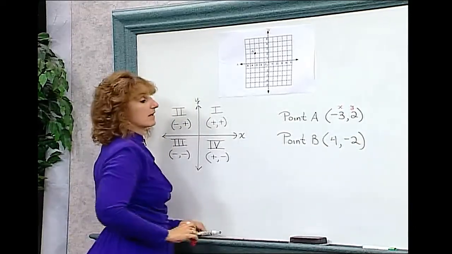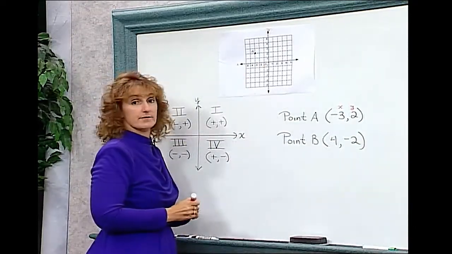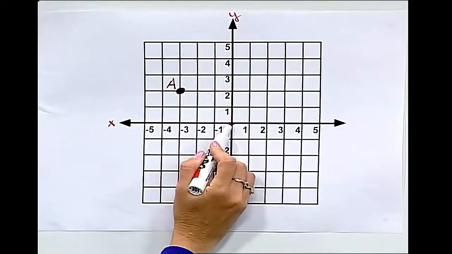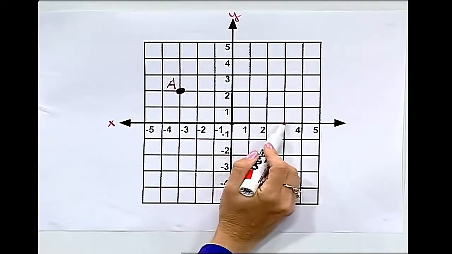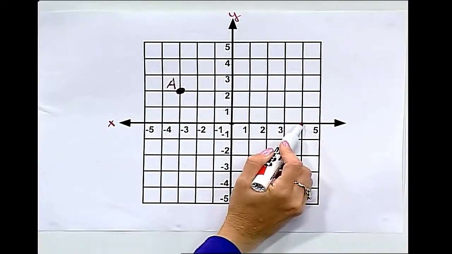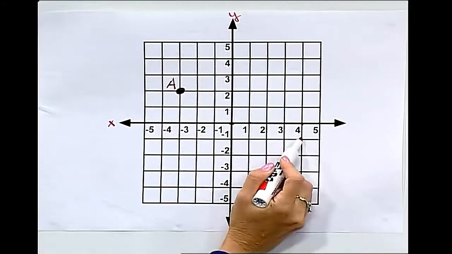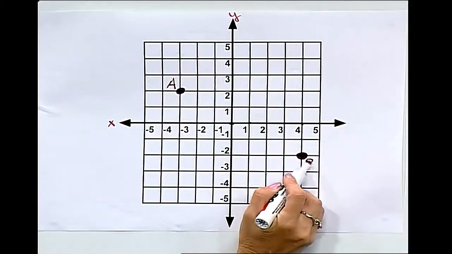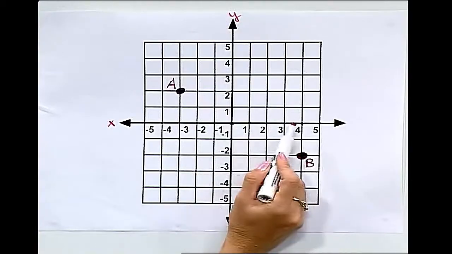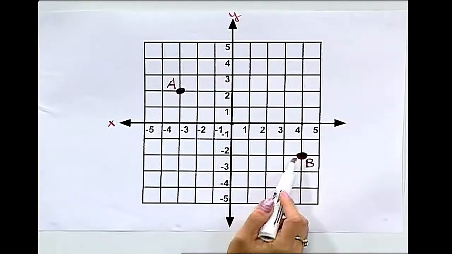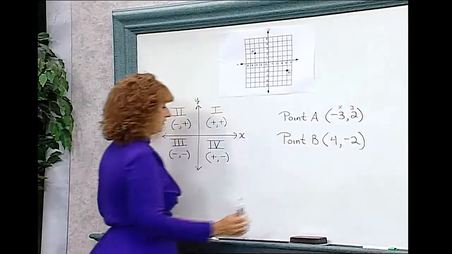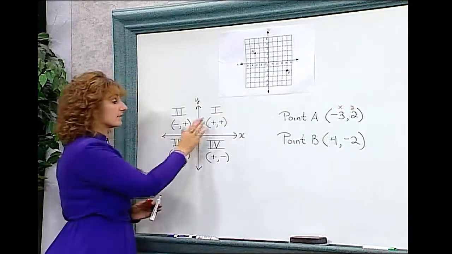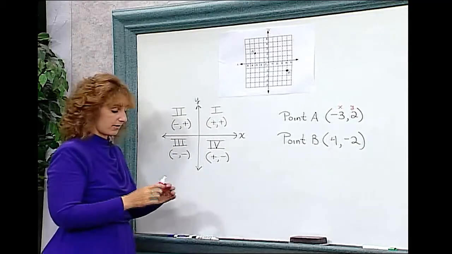When I look at this, I'm going to go right back to the origin. I have to go +4. Remember, we start off on the x-axis. 1, 2, 3, 4. But then I need to go -2. 1, 2. My point for B ends up here. I've gone +4, -2. Positive, negative should be in the fourth quadrant. That's where I am. This information helps you check your work.